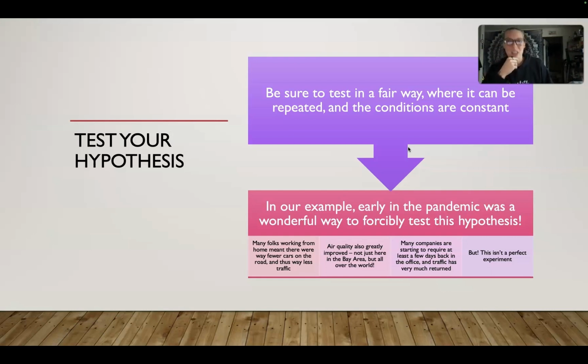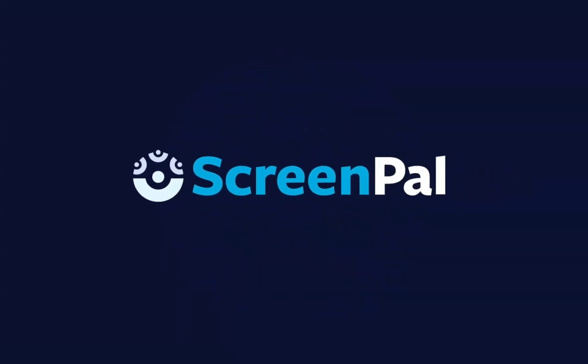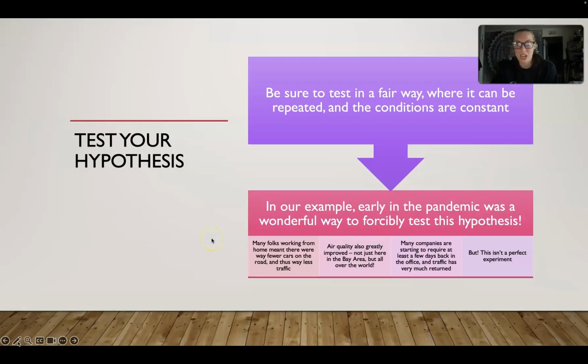So our example early in the pandemic was a wonderful way to forcibly test this hypothesis, right? Many folks were then working from home, which meant there were way fewer cars on the road, thus way less traffic. Air quality also very highly improved, not just here in the Bay Area, but all over the world. Obviously now, at this point, many companies are starting to require at least a few days back in the office, and traffic has very much returned.